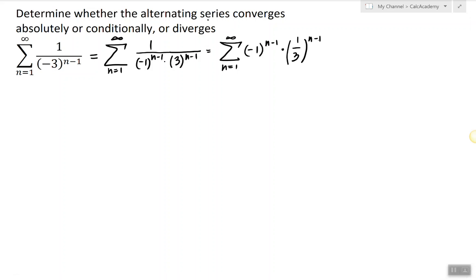series test, we have to verify the following three conditions. First one is that the non-alternating part is always positive. So here it is pretty straightforward. 1/3 to the power n minus 1 is always positive because the base is always positive. Second condition is that the limit of the nth term must be equal to 0.